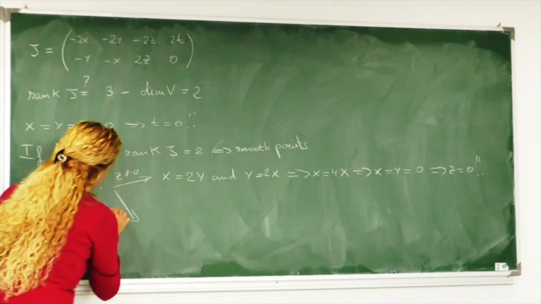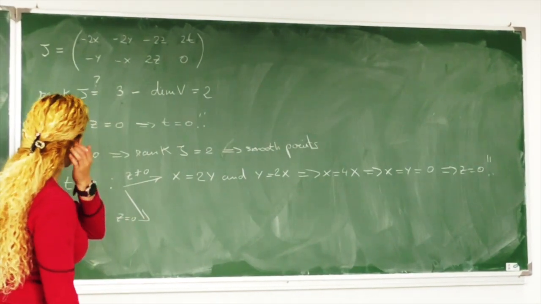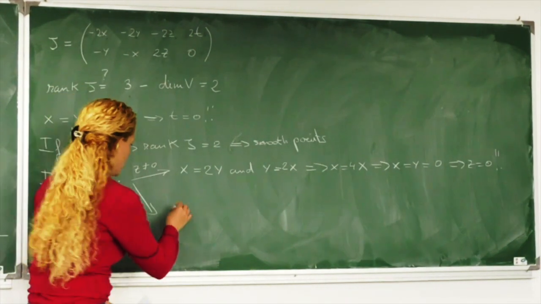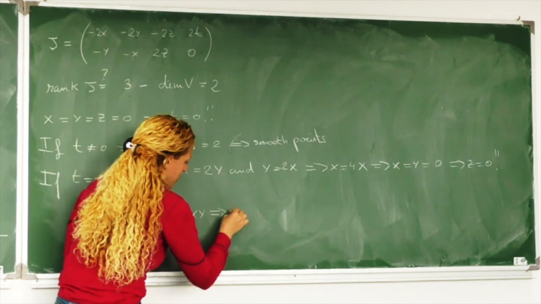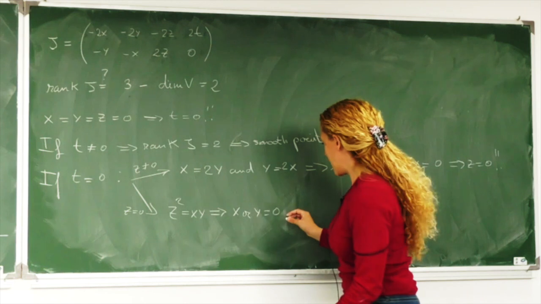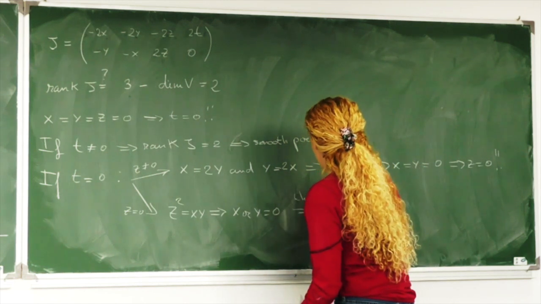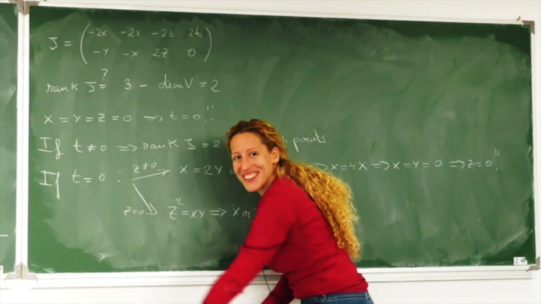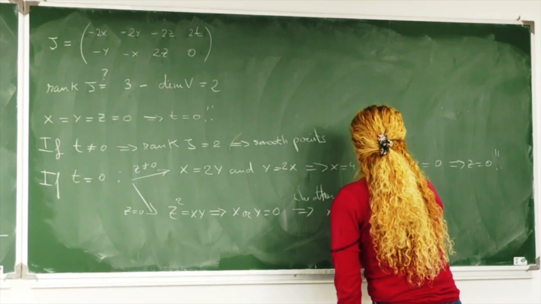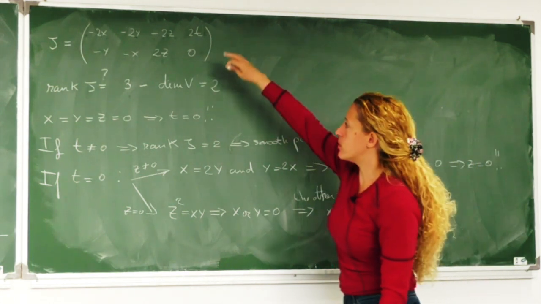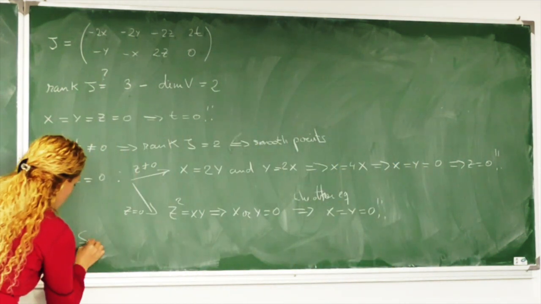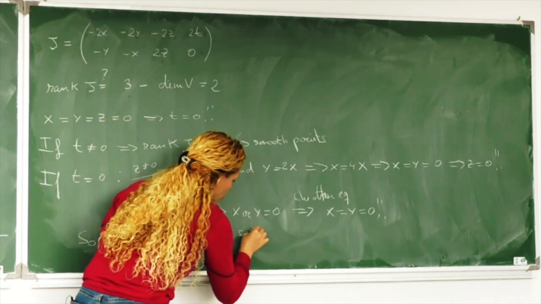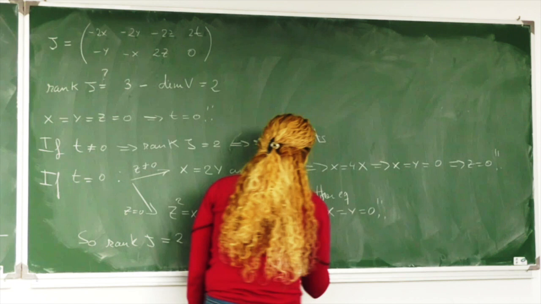Okay, so the other option is that z is equal to 0. So now, if we have t equal to 0 and z equal to 0, then it implies that x or y is equal to 0, because z squared is equal to xy. But then, because of the other equation, if we make x or y equal to 0 and z equal to 0 and t equal to 0, then we get that actually both are equal to 0. But again, this is not possible. So there is no way that the rank of this matrix is different from 2. So the rank of J is always equal to 2, so there is no singular point. We really have a smooth variety.